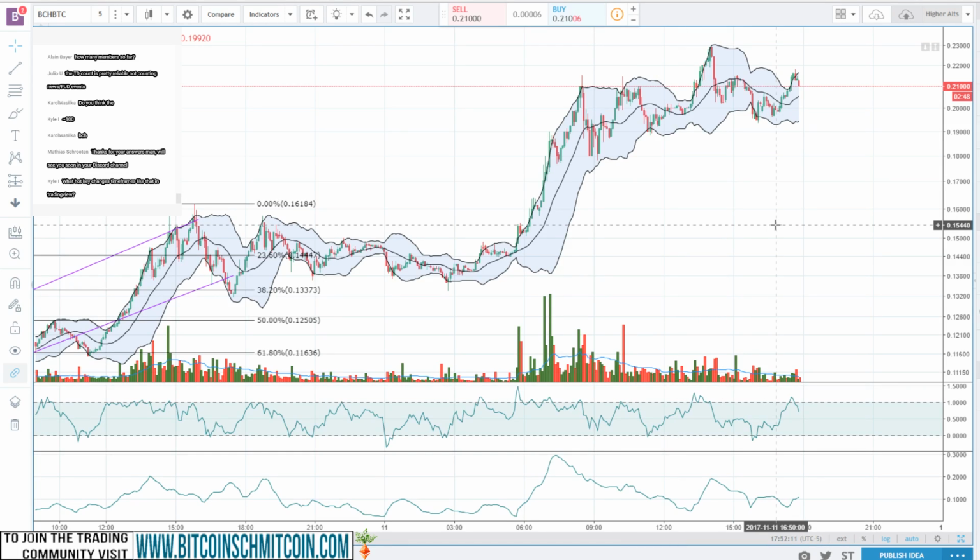What hotkey changes time frames like that? You just type a number. If I want to go to 15, you just type 15. Want to go to 60, type 60.